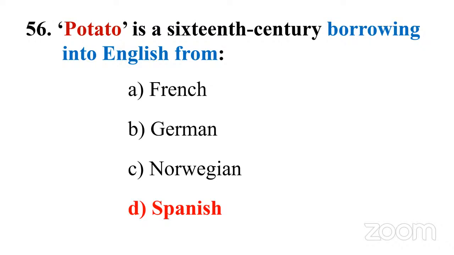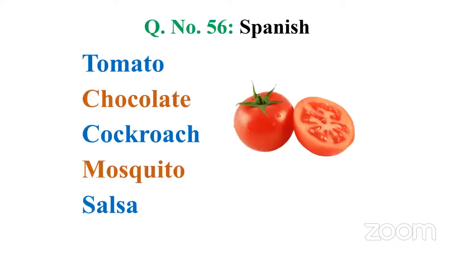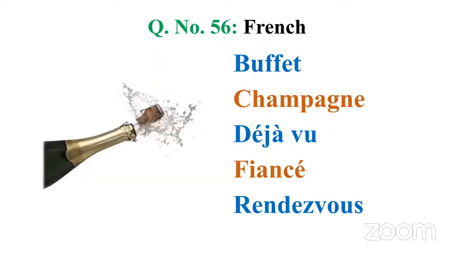Let's look at some more words borrowed from Spanish and other languages. From Spanish, English borrowed tomato, potato, chocolate, cockroach, mosquito, salsa, dance. Then some of the words borrowed from French: buffet, champagne, déjà vu, fiancé, rendezvous. Rendezvous is an arranged meeting, or a meeting between a pair of lovers.